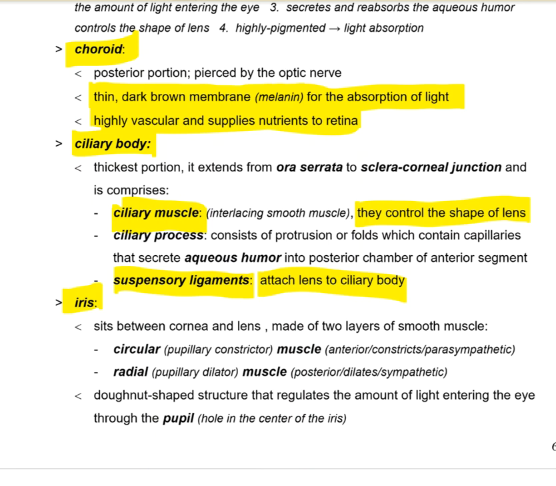So they control the shape of the lens via the suspensory ligaments. Now there's another structure here, we'll do it in a different color, the ciliary process. This is also in the ciliary body, and what it does is it secretes aqueous humor. It makes aqueous humor, and that goes into the posterior chamber, the anterior segment of the eye in the front, and I'll talk about that a little later, okay?